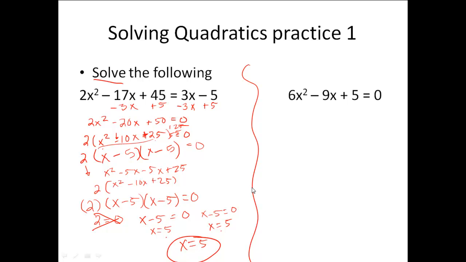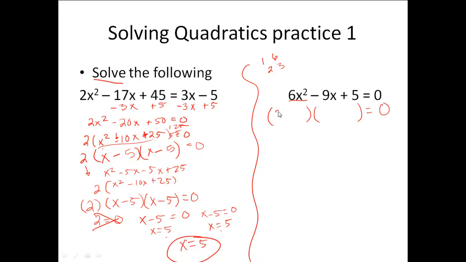Okay, let's take a look at this second one. I can't pull anything out. It's already set equal to 0. It's not perfect, so I think I just have to regular factor this one. I start up here. Now this one's a little bit trickier because to get 6x squared, I could do 1x and 6x, or I could do 2x and 3x. So we've just got to guess and hope we get it right.